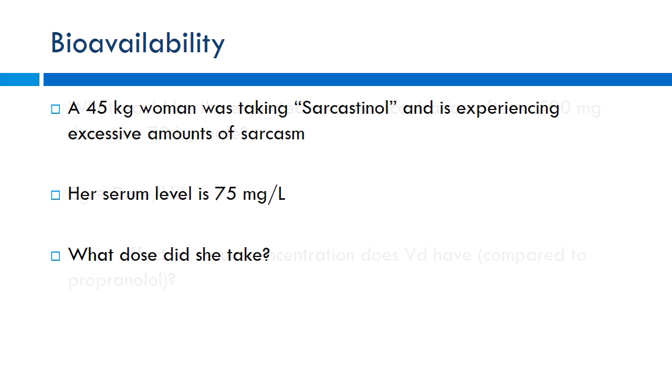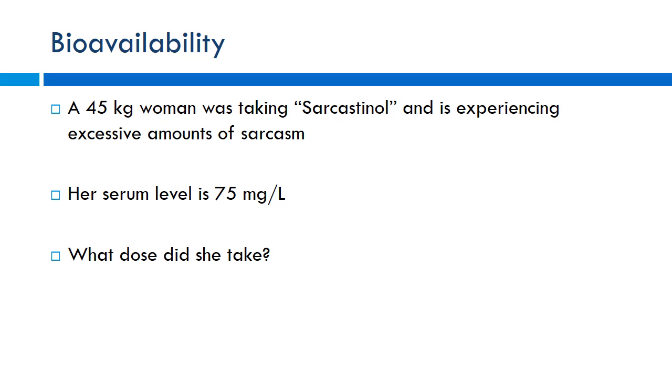Okay. Let's say we have a 45 kilogram woman. She was taking sarcasinol, and is now experiencing excessive amounts of sarcasm. Her level comes back at 75 milligrams per liter. What dose do you think she took? Okay, so now we have our C0. What does that equal? Dose over VD, right? So we want to figure out what the dose is.